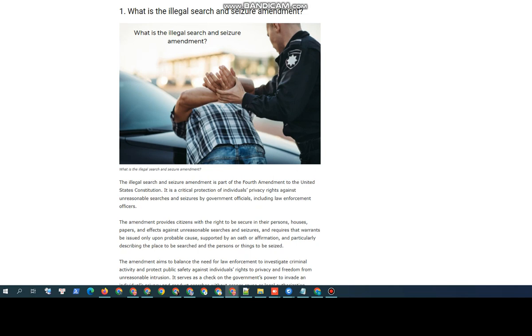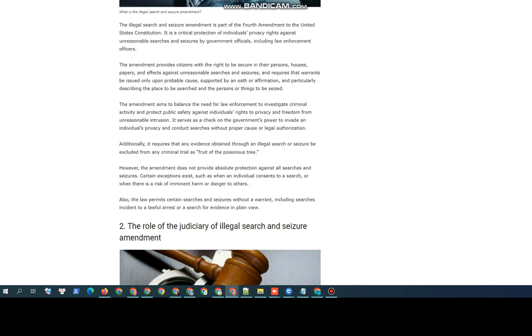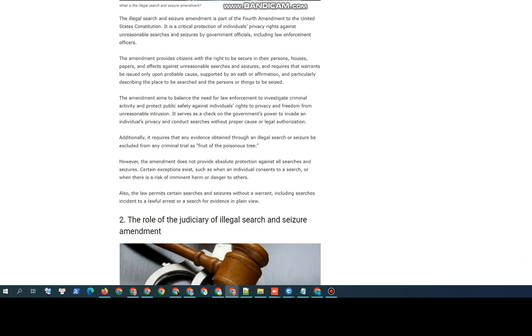The Illegal Search and Seizure Amendment is part of the Fourth Amendment to the United States Constitution. It is a critical protection of individuals' privacy rights against unreasonable searches and seizures by government officials, including law enforcement officers. The amendment provides citizens with the right to be secure in their persons, houses, papers, and effects against unreasonable searches and seizures, and requires that warrants be issued only upon probable cause, supported by an oath or affirmation, and particularly describing the place to be searched and the persons or things to be seized.